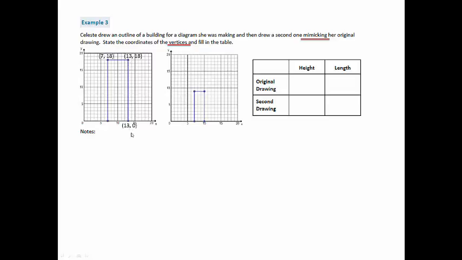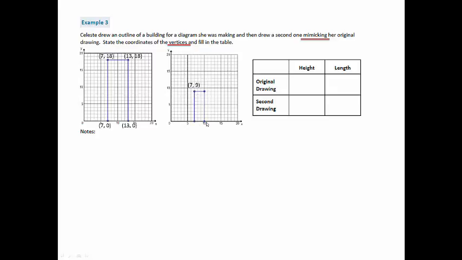The point down here is 13, 0 because it's on the x-axis, so it didn't go up any. And this point is 7, 0. Now we need the points of the other drawing. I'm doing the same way. We have 7 over, 9 up.